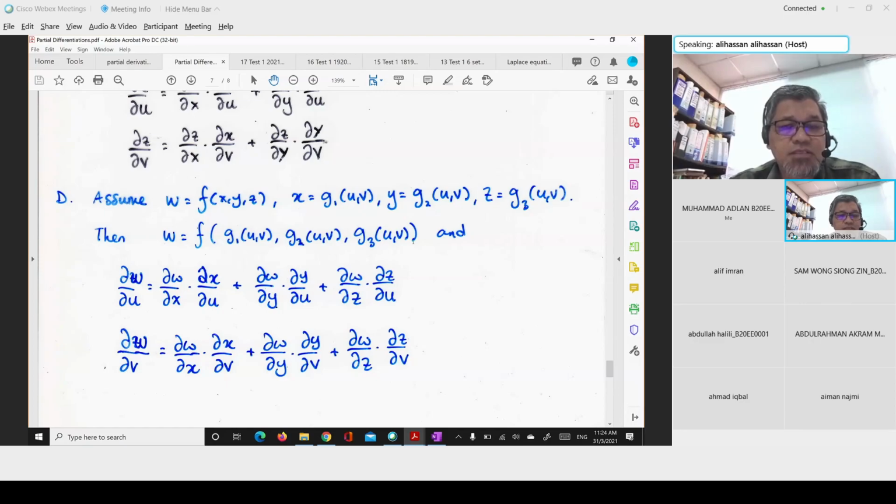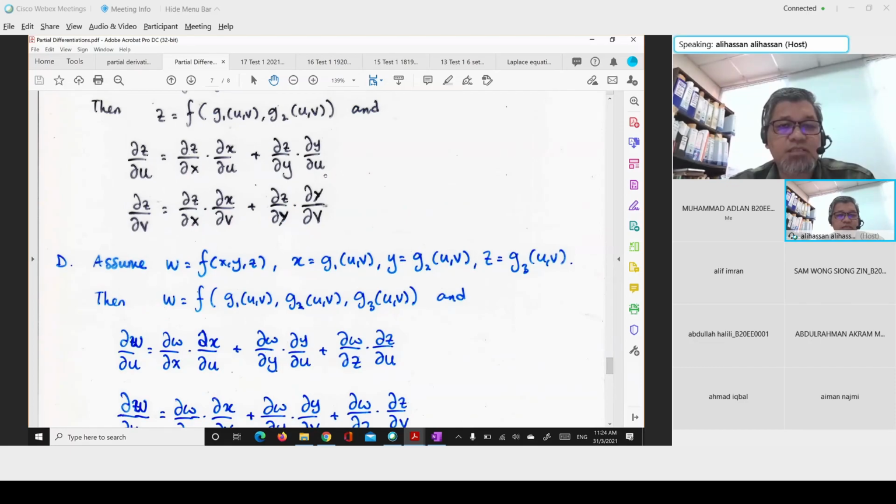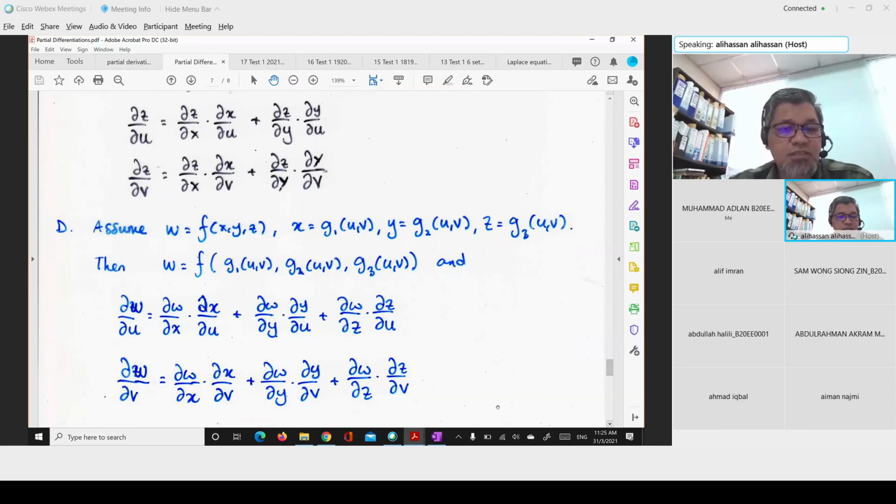So that means theoretically it is possible to find w partial u and w partial v. The systematic way of finding w partial u is w partial x times x partial u plus w partial y times y partial u plus w partial z times z partial u. The expression is almost the same as for the two variable case, except that instead of a sum of two terms, now we have a sum of three terms for a function of three variables. And similarly, we also have this last equation here for finding w partial v.